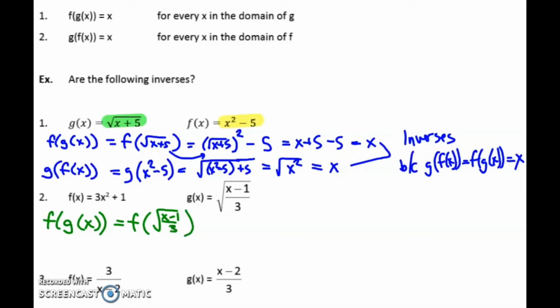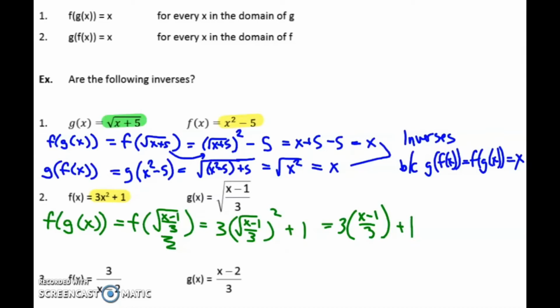So now what you're doing is you're going to put that into your f function here, which says 3 times input squared plus 1. Okay, so let's see. 3 times input squared plus 1. And that input is this, square root x minus 1 over 3. Okay, so now I've got the square root of x minus 1 over 3 squared, which is simply x minus 1 over 3. And then I take 3 times x minus 1 over 3, so those cancel. So here I get x minus 1 plus 1, and that equals x.